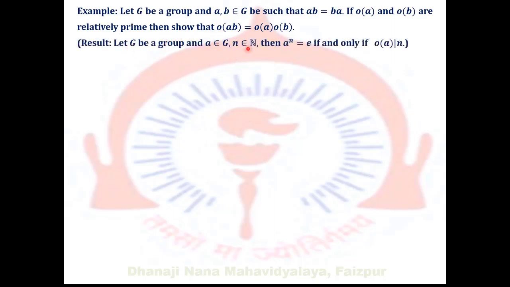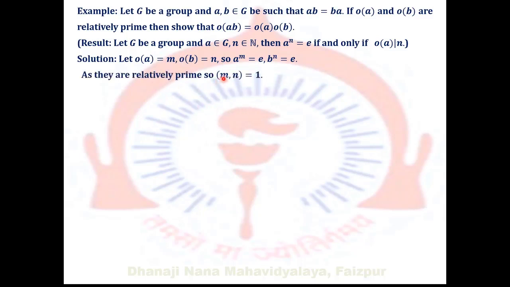For that we have the previous result, that whenever n is a natural number and a raised to n is equal to e, then order of a divides n. So solution: let order of a be equal to m and order of b be equal to n. So we have a raised to m is equal to e and b raised to n is also equal to e. As they are relatively prime, we have GCD of m and n is equal to 1. Now (ab) raised to mn is nothing but equal to a raised to mn into b raised to mn, because we have ab is equal to ba.